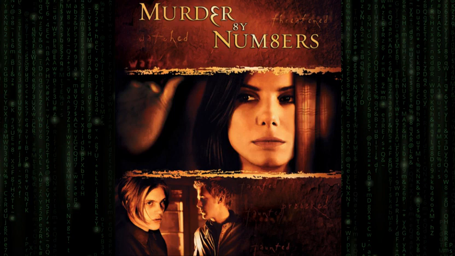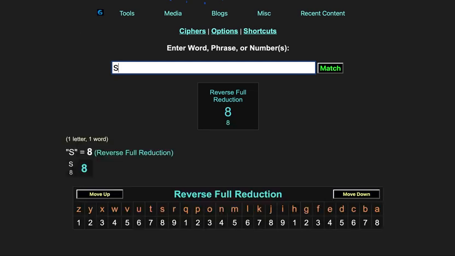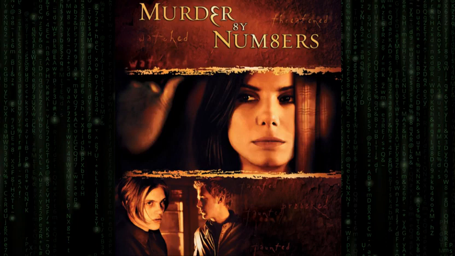Now, the star of the movie is Sandra Bullock. Let us look at the Gematria calculation of her name in the reverse full reduction or reverse Pythagorean cipher. Sandra Bullock has a value of 83 in Gematria. So this, and only this, Gematria, explains why the numbers 3 and 8 were put into the title typography of the movie Murder by Numbers. The movie star's name has a value of 83. Murder has a value of 83 and 38.